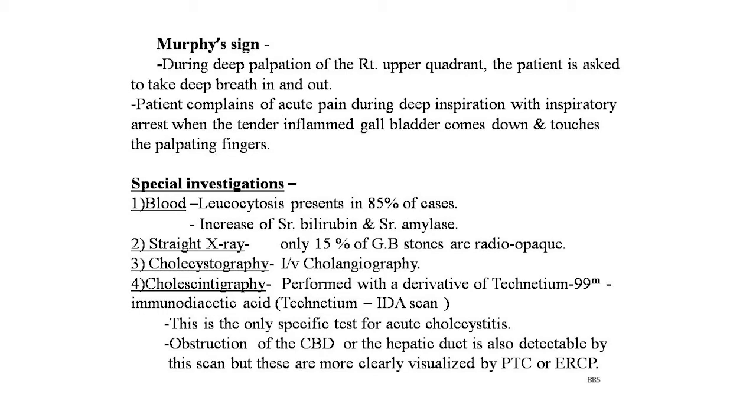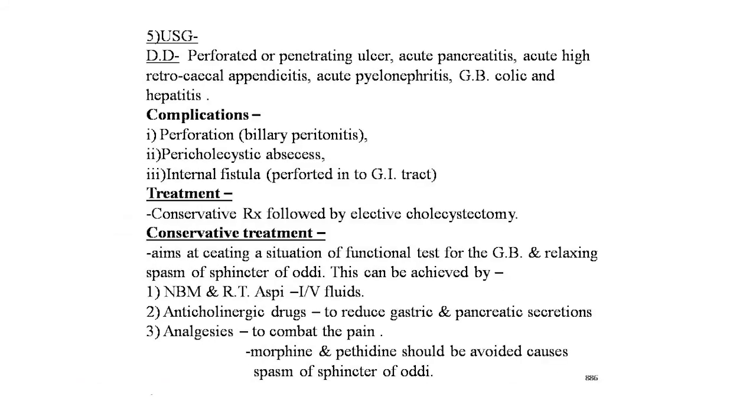Special investigations: blood. Leukocytosis is present in 85% of cases. Increase of serum bilirubin and serum amylase. Straight X-ray: only 15% of gallstones are radio-opaque. Cholecystography, that is IV cholangiography, should be performed. Cholecystography is performed with a derivative of technetium 99m, the HIDA scan. This is the only specific test for acute cholecystitis. Obstruction of the CBD or the hepatic duct is also detectable by this scan, but they are more clearly visualized by PTC or ERCP. Next investigation is ultrasonography.